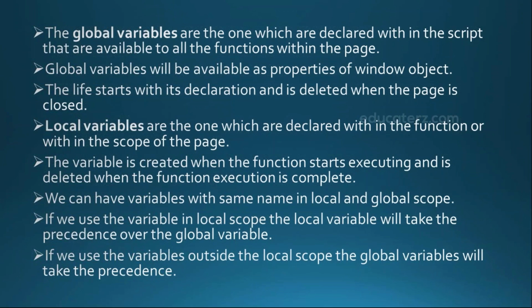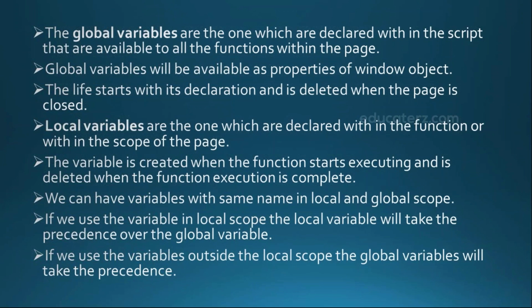So let's look into local variables. Local variables are the ones which are declared within the function or within the scope of the page. The variable is created when the function starts executing and is deleted when the function execution is complete. This means the variables are created when the function is being called, and the variable will be deleted after the function has returned the value.